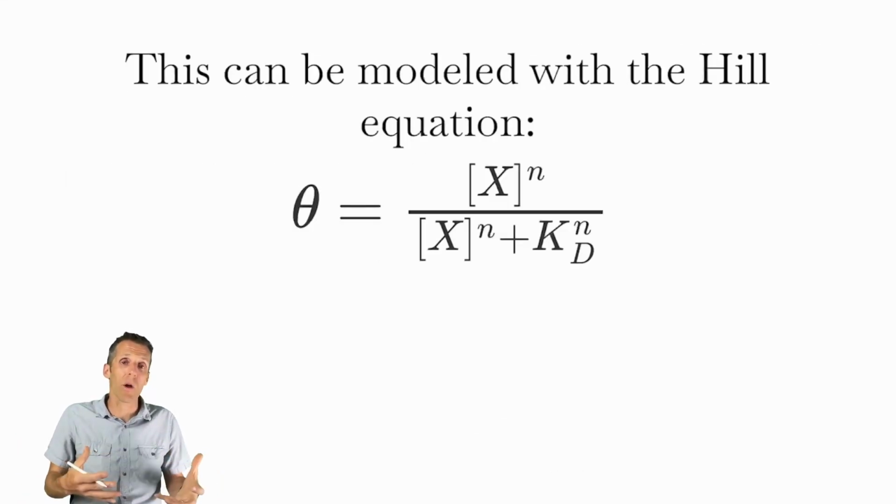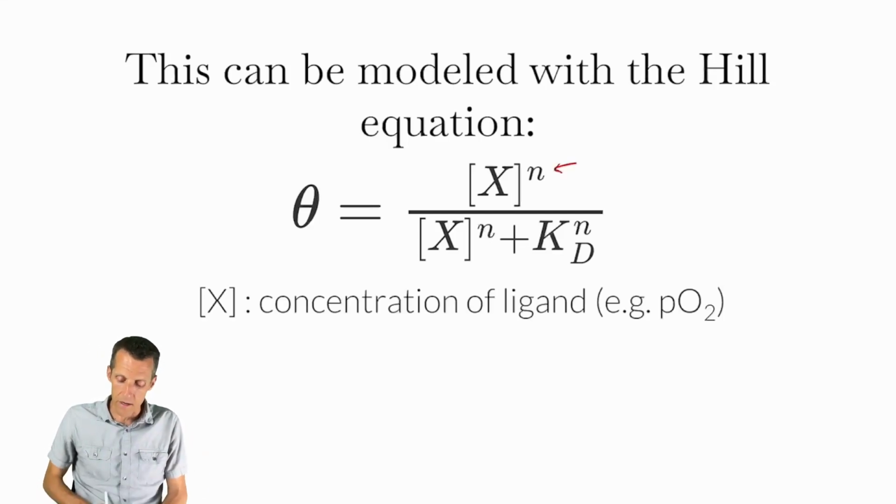Now, mathematically, we can model this with something called the Hill equation, and I don't want to derive it in the interest of time here, but I'll just show it. This Hill equation looks a lot like a normal binding model, right, where you've got these X's and these K's, but now we have this N on there.